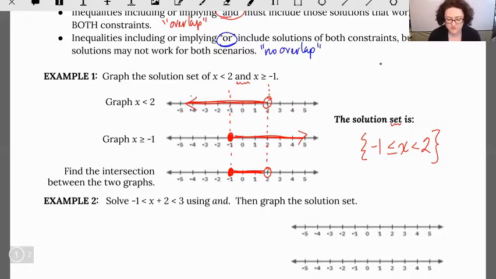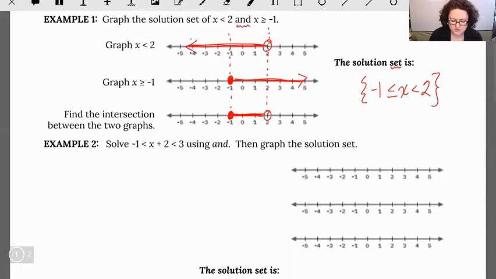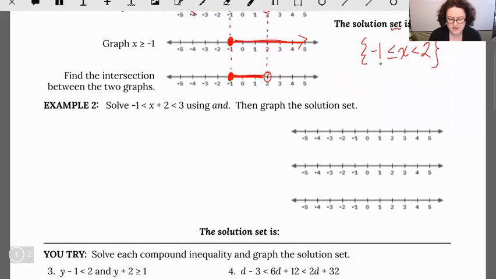Okay, let's look at another one. So this one's written out a little differently. So we have -1 is less than x plus 2, which is less than 3. This is another way that you could see these and or compound inequalities. We don't see the word and if we just had that inequality written, but we have two inequalities in there and they're kind of overlapping in the middle where we have that x plus 2.